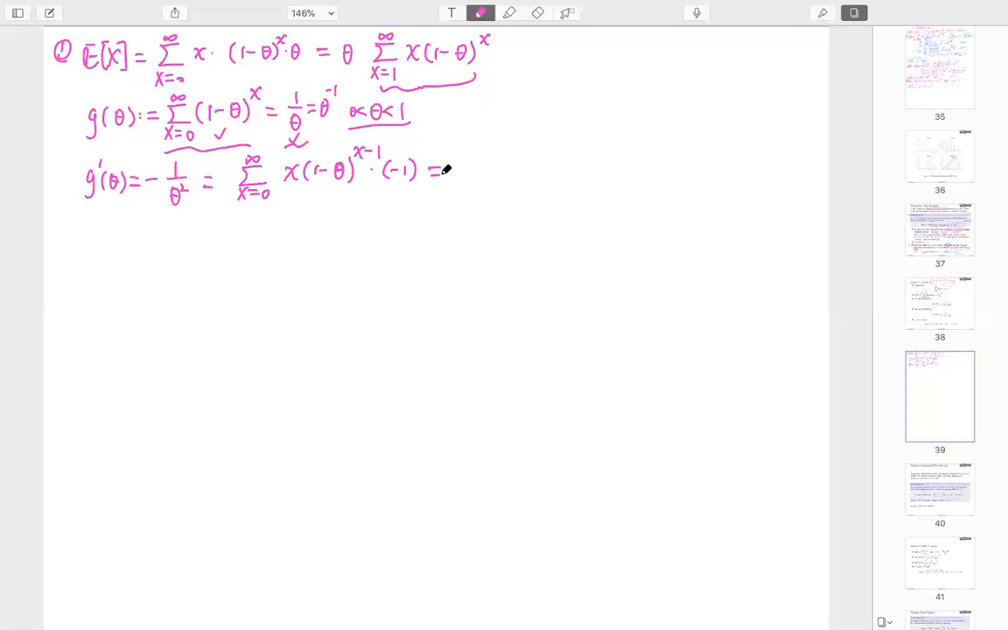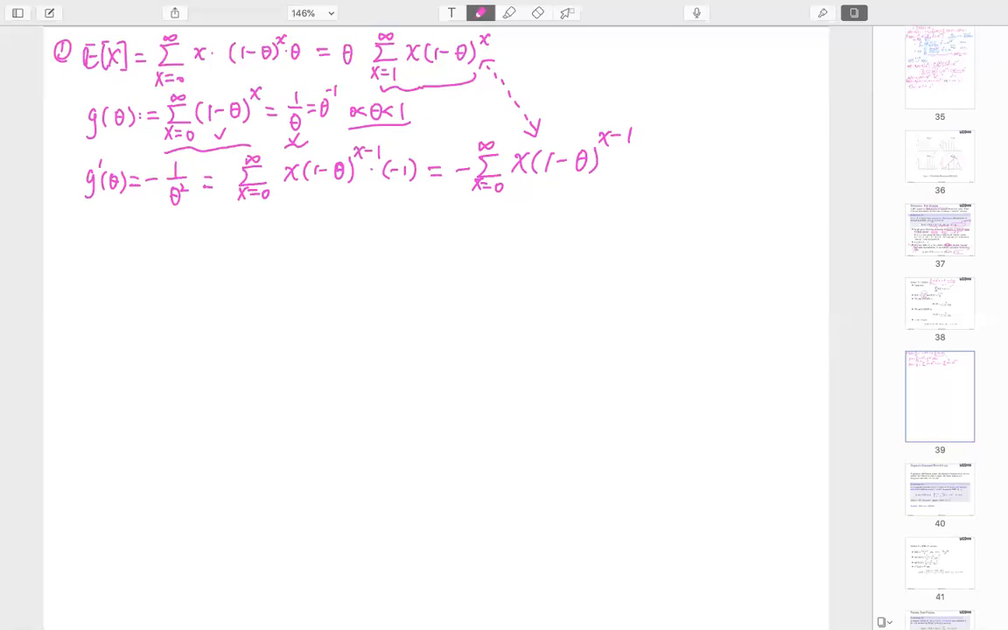Let's do a little manipulation of the second term. In the second term, take out the negative sign. What I have is the sum from 0 to positive infinity of x times (1 minus theta) to the x minus 1. Now we need to do a quick comparison. It's close, not exactly the same. The power term differs by 1.